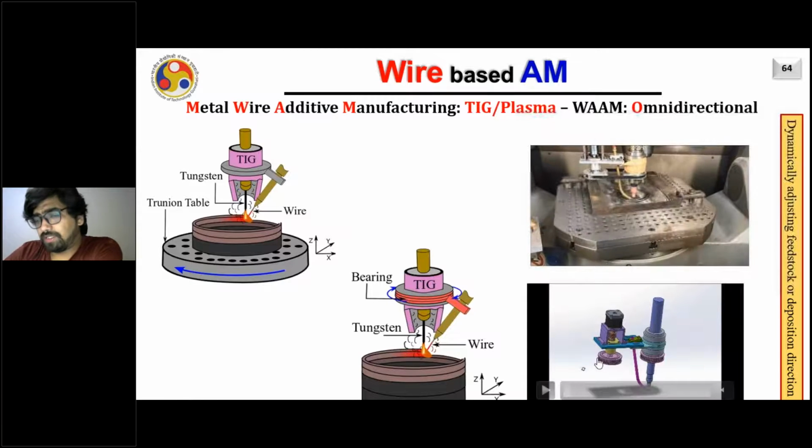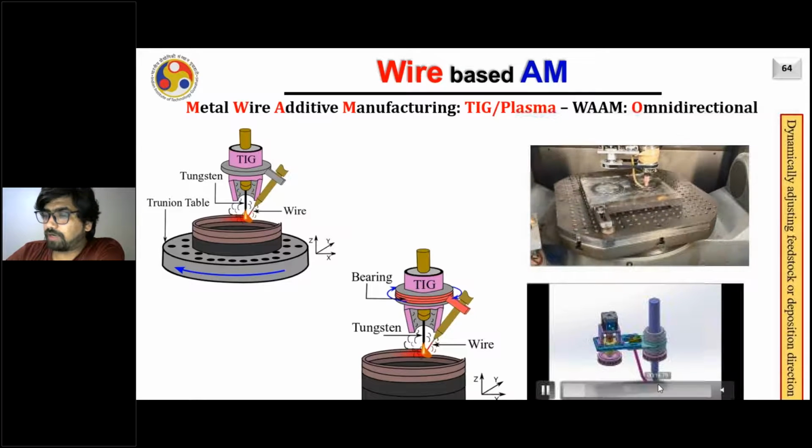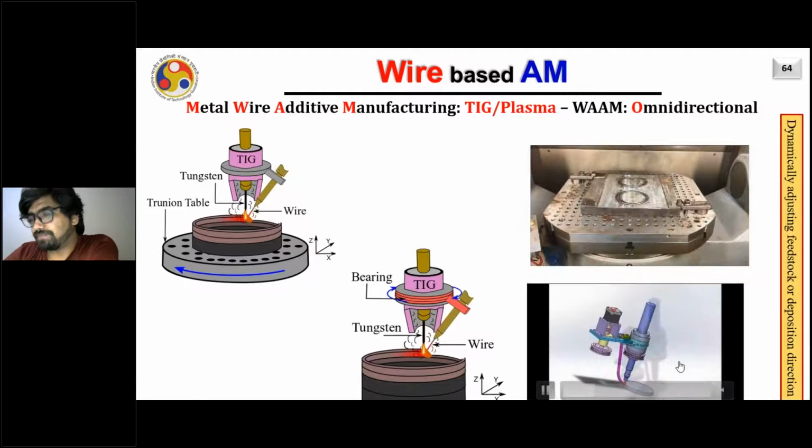Fine. So another possibility could be that your wire feeder can rotate around the melt pool created by the tungsten, right?